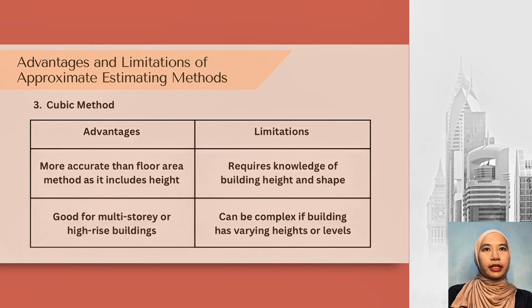The third one is the cubic method. The advantage of the cubic method is that it is more accurate than the floor area method as it includes the height of the area. This cubic method is also good for multi-story or high-rise buildings. The limitation for this cubic method is that it requires knowledge of building height and shape, and it can also be complex if the building has varying heights or levels.